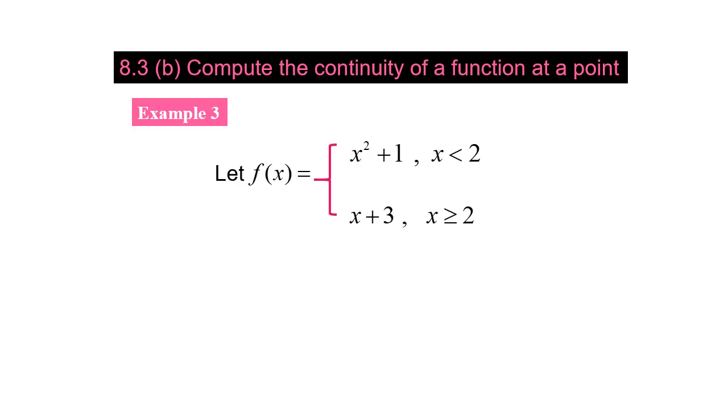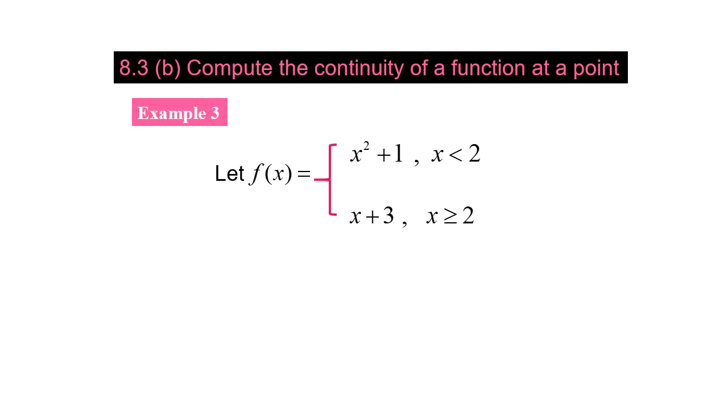So, lesson B. Compute the continuity of a function at a point. So, we want to compute the continuity. Let's do an example for this part. Let's say we have a function f(x) defined as x squared plus 1 for x less than 2, and x plus 3 for x more than or equal to 2. So this is a piecewise function.